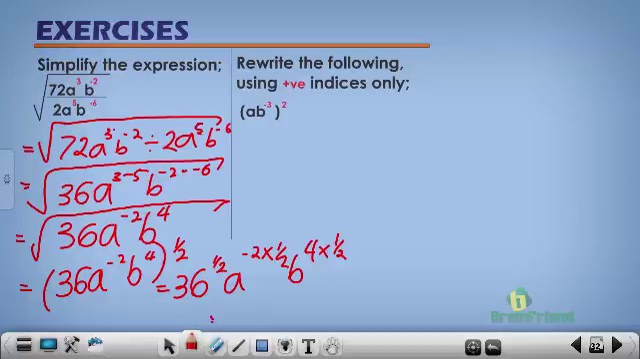If we continue to work this out, 36 raised to power 1 over 2 simply means the square root of 36, which would give us 6. A raised to power minus 2 times 1 over 2 would give us A raised to power minus 1. And B raised to power 4 times 1 over 2 will give us B squared. And this, of course, will give us 6B squared all over A. Our A raised to power minus 1 has become inverted. And so we have our final answer.